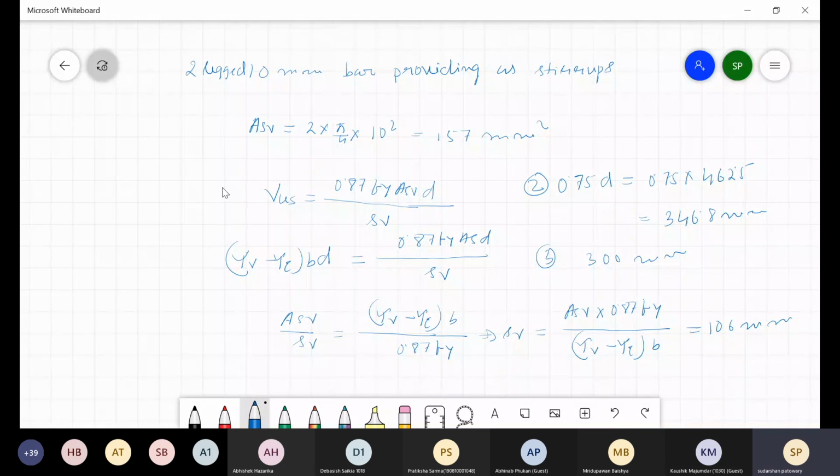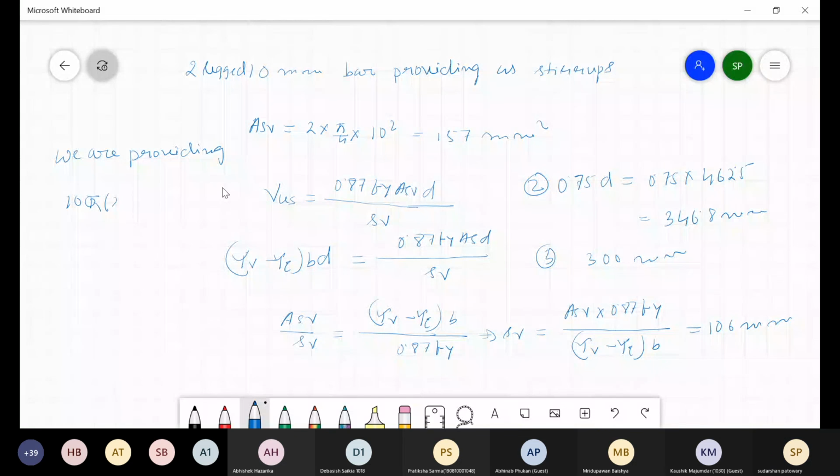Okay, that means we are providing 10 mm two-legged stirrups at the rate of 106 mm center to center. But in our practical case, when you apply this beam practically, we are not using 106, rather we are using 100 mm, for ease of measurement.